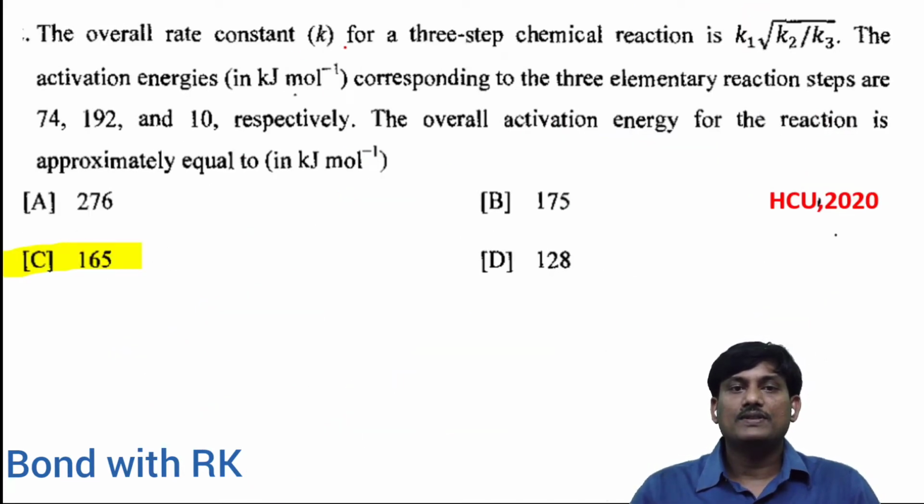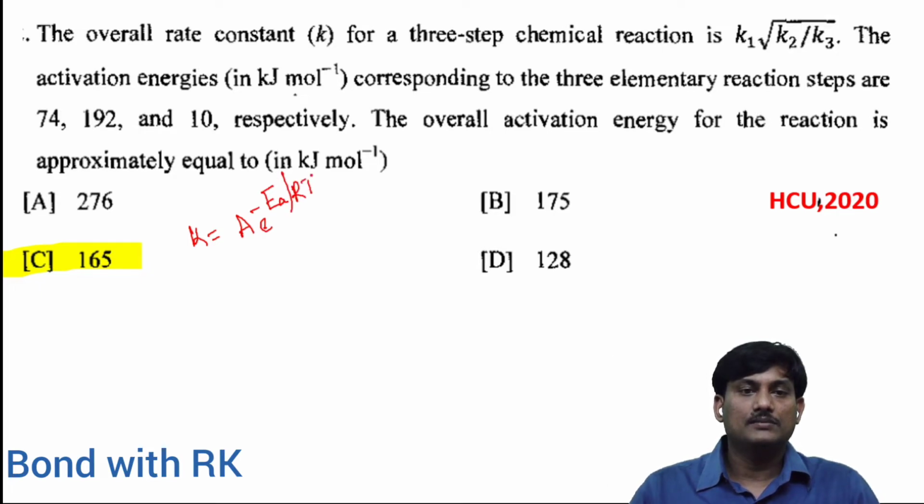The overall rate constant k for a three-step chemical reaction is k1 root over k2 by k3. The activation energies corresponding to the three elementary reaction steps are 74, 192, and 10, respectively. The overall activation energy for the reaction is approximately equal to what? Then, what is the relation between activation energy and rate constant? k is equal to A into e power of minus Ea by RT.